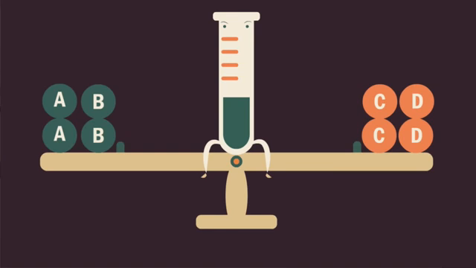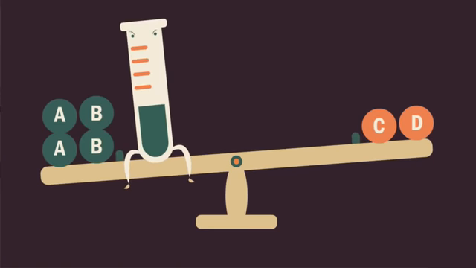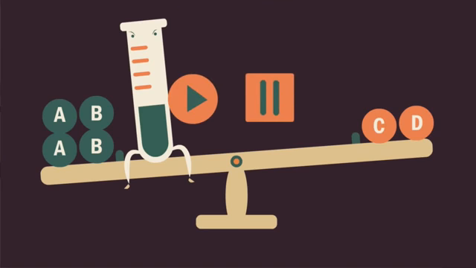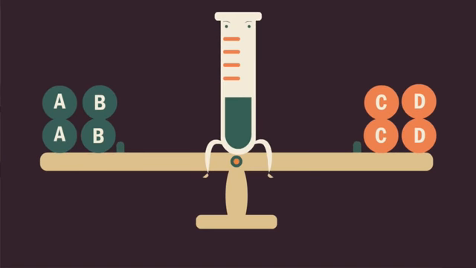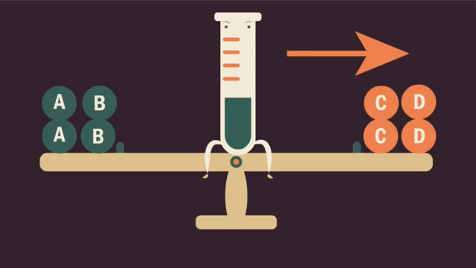What happens if we remove C and D as they are being produced, or if the concentration of C and D is decreased? Please pause the lesson to think about this and resume when you are done. The system is now stressed and no longer at equilibrium. To counteract the stress, more C and D are produced, so equilibrium shifts to the right.